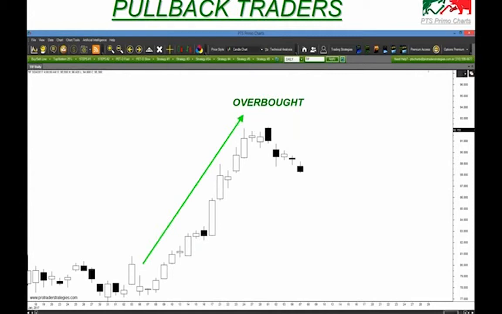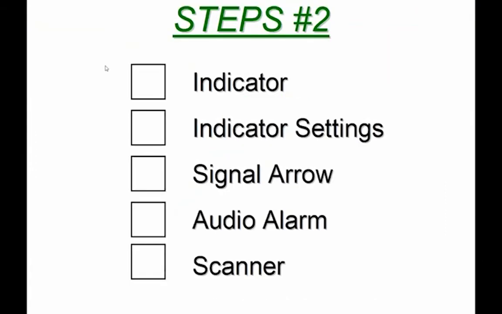It's based off of proprietary tools I learned some 40 years ago on the floor of the exchange. Now with Steps 2, all you have to do once again is click on the Steps 2 tab, and it will automatically generate a drop-down menu.